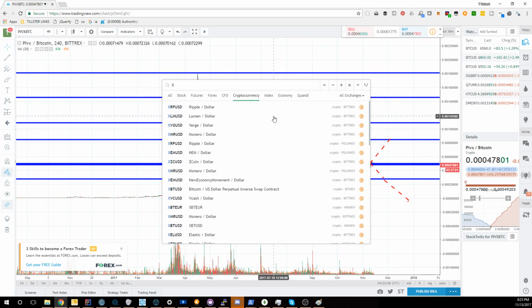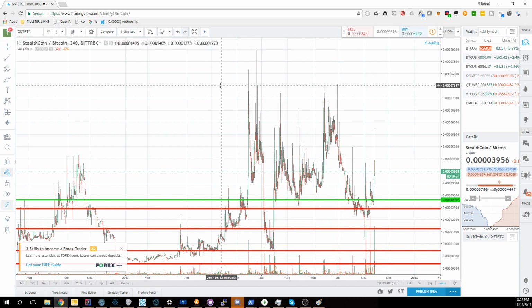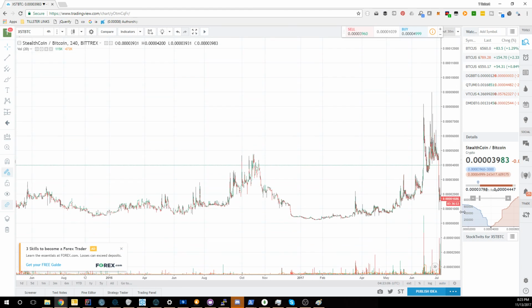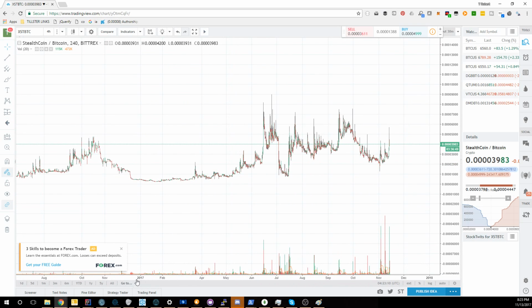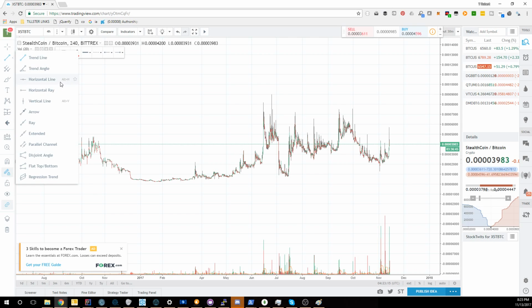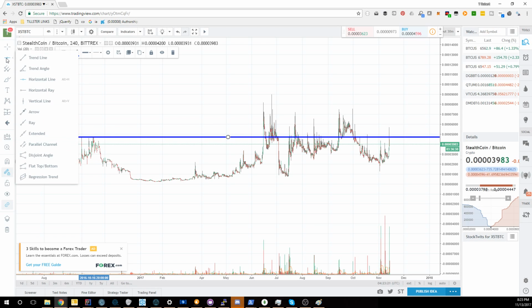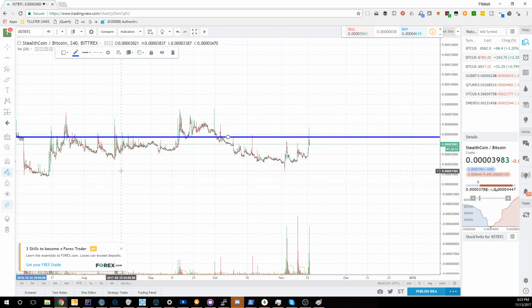XST. Stealth coin against Bitcoin. You can see I've already got my lines set up in here, but let's draw them anyway. Let's come out to 2017. Let's go back even a little further. Let's take a look at 2016 lines. There's the 2016 resistance line right there. Was the 2016 resistance line respected in 2017? Oh, yes it was.